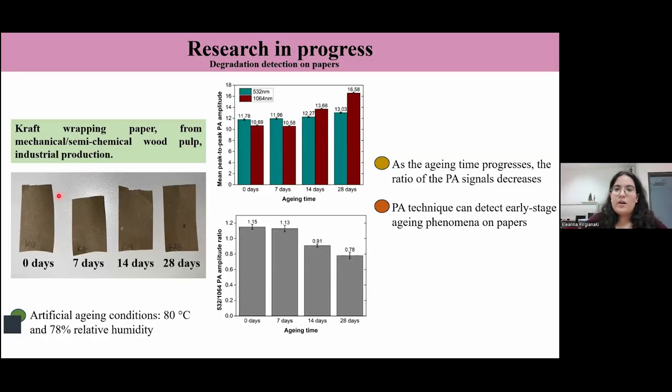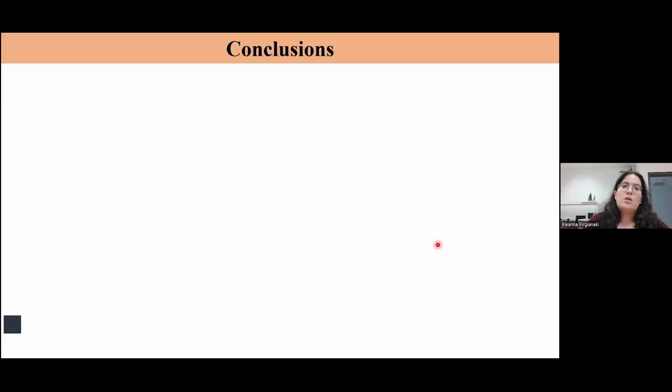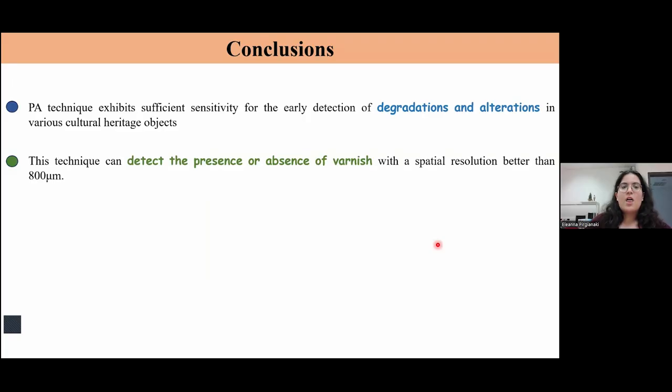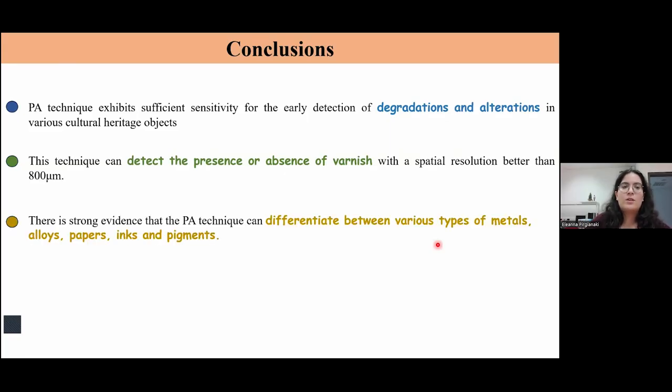You can see from the graphs that as the aging time progresses, the ratio of the photoacoustic signal decreases. That perhaps means that the photoacoustic technique can detect early stage aging phenomena on papers. So, to conclude, the photoacoustic technique exhibits sufficient sensitivity for the early detection of degradations and alterations in various cultural heritage objects. The technique can detect the presence or absence of varnish with a spatial resolution better than 800 micrometers.